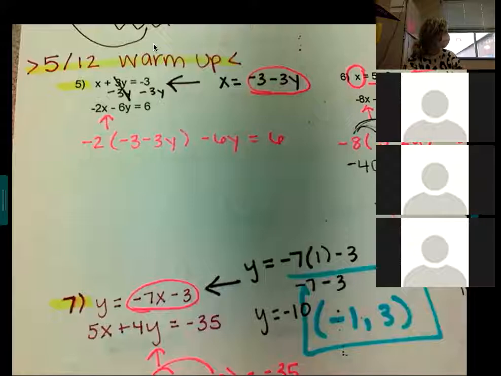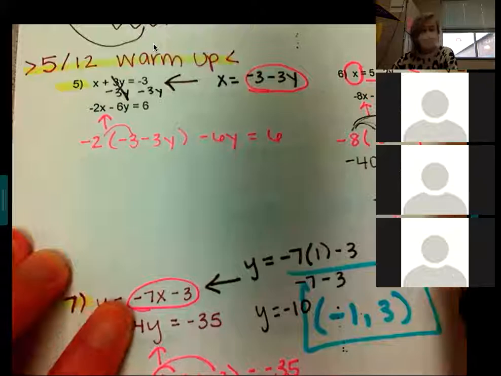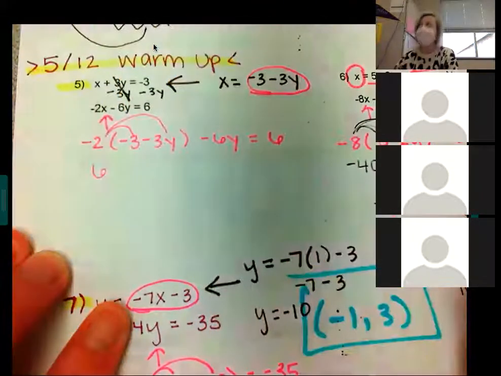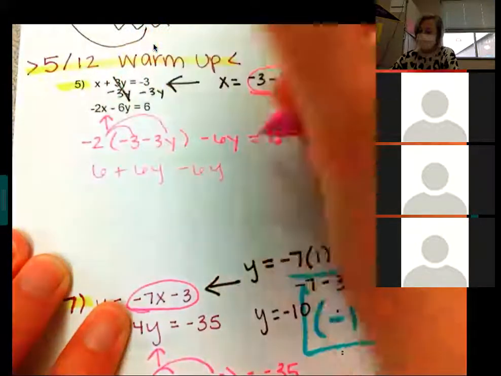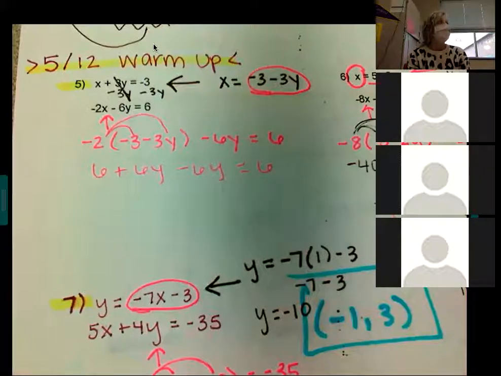So now what do we do? Distribute. What's negative 2 times negative 3? 6. Now look right here. What's negative 2 times negative 3y? Positive 6y minus 6y equals 6. Yes, luckily it's 4 and not 3.